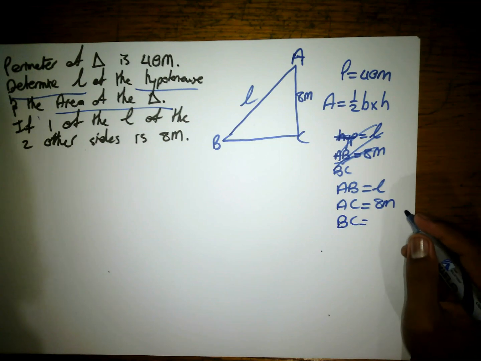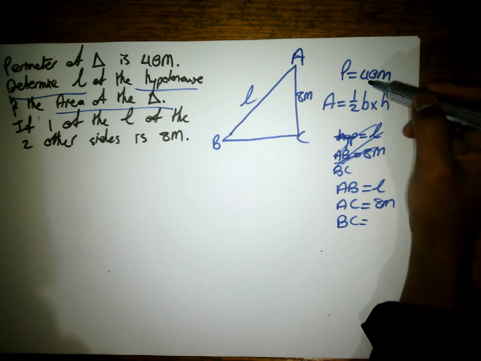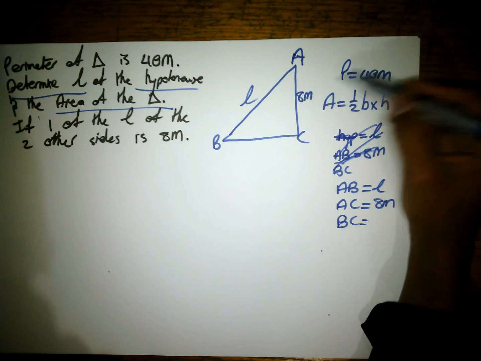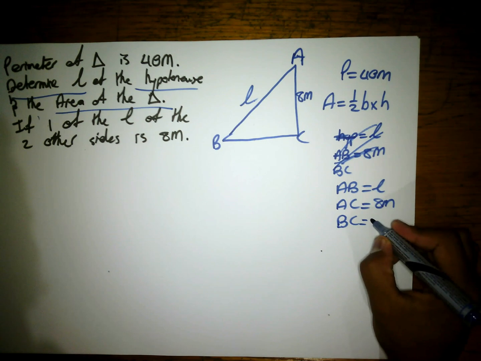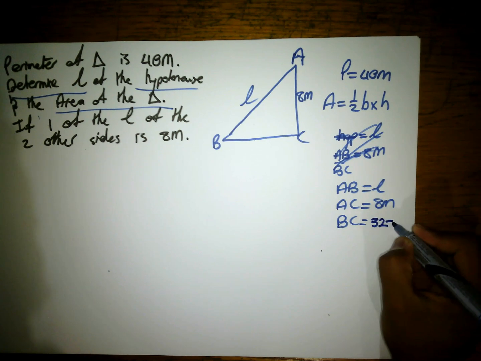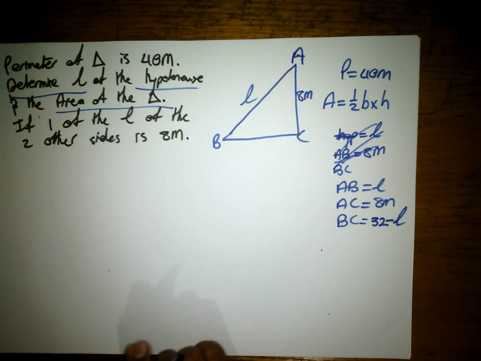Does anybody know? We're given a perimeter, right? So 40 minus that 8 is 32 minus this length. So it's 32 minus the length. It's unknown still, so we must still get it. We can use Pythagoras to get the hypotenuse.